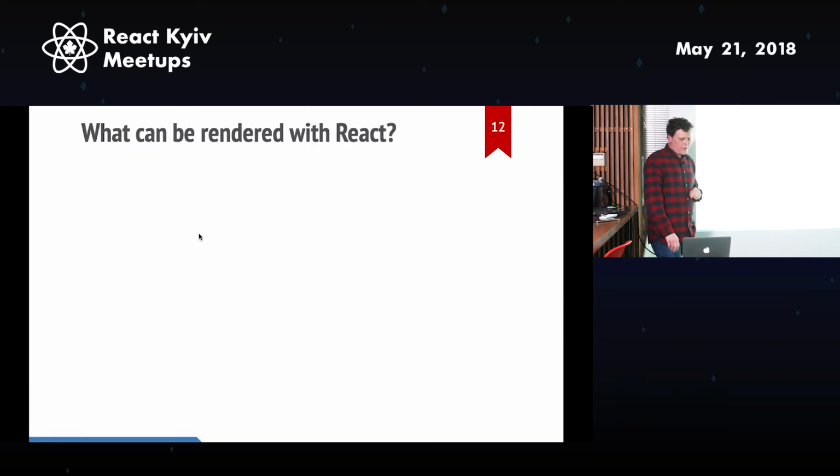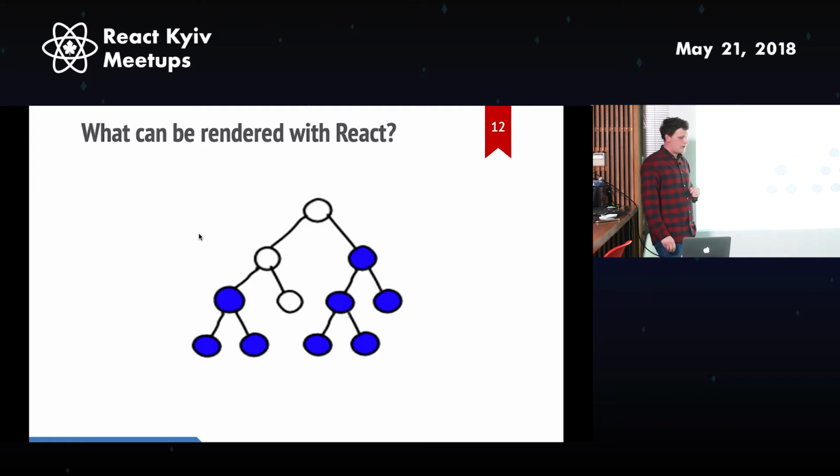OK, so if we think about what can be rendered with React, this is not only a user interface. This could be a tree, right? The DOM is a tree. The components in React Native are trees, right? So it should be a tree, or even a virtual tree. And this tree should change over time. So it doesn't make sense to use React if your state doesn't change, if your view or your configuration doesn't change.